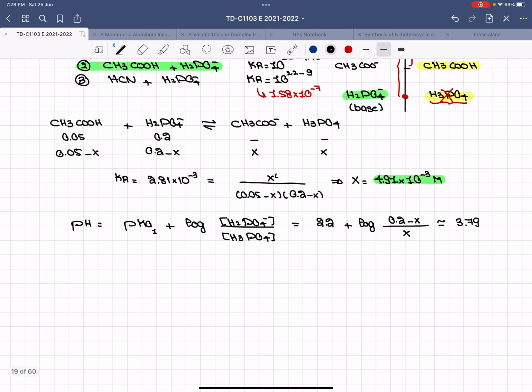Remember, you can also find all the species present. You can find CH3COO minus, which is x, you can find H3PO4, you can find H2PO4 minus, K plus, you can find HCN. All the species, even the spectators, you can find them from the Ks.